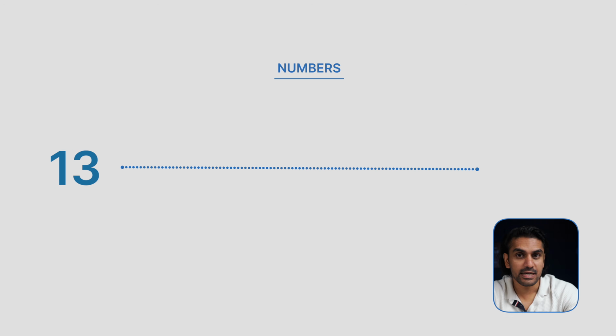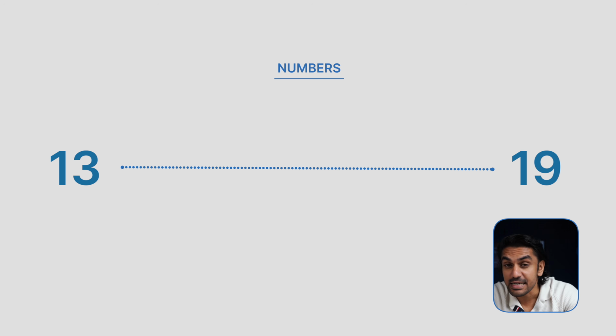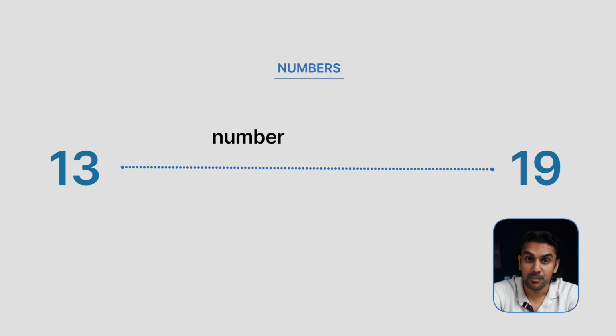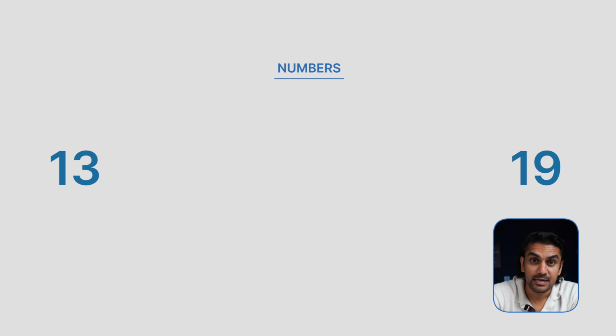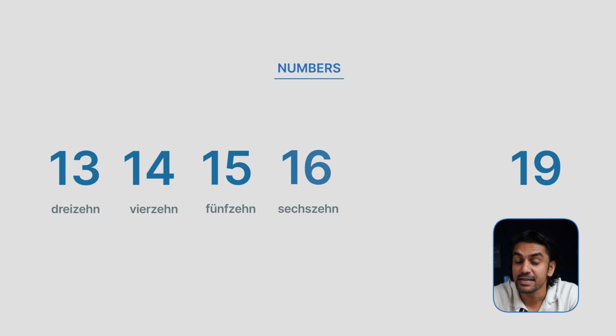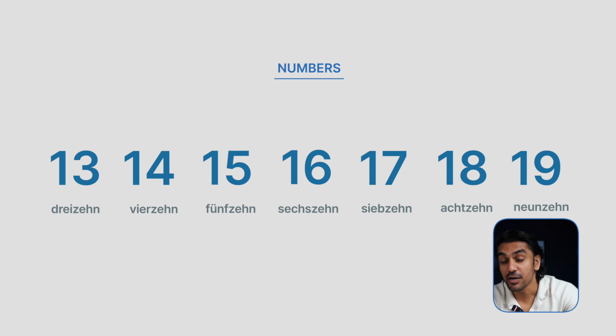From 13 to 19, things get much easier. There is a clear pattern. You just take the number and add zehn, which literally means 10. So 13 becomes dreizehn or drei-zehn. 14 is vierzehn, 15 is fünfzehn, and so on. All the way to 19, neunzehn.